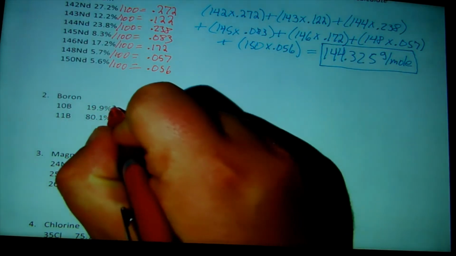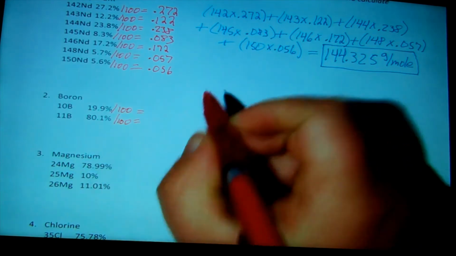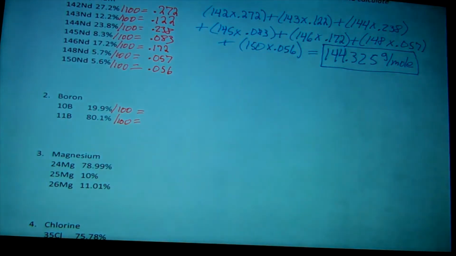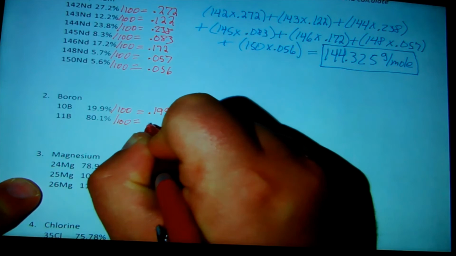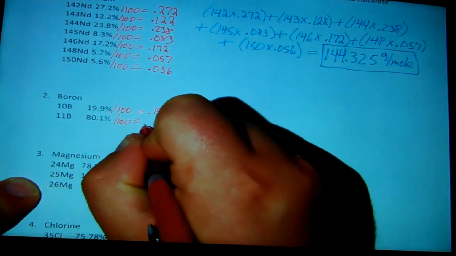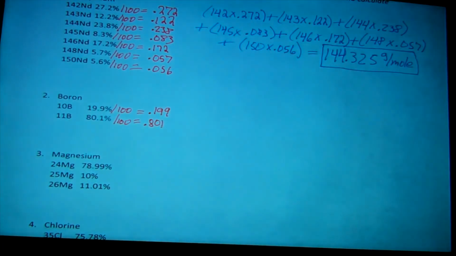This one's shorter, thank the heavens. Divide by 100. Get rid of that percentage to get that to a decimal. I know there's somebody watching this video, I know there's someone that's in class that's not going to heed my warning on this, they're not going to pay attention to this. You're going to use that percentage number and you're going to be wrong. Divide that by 100, so 0.199. Divide 80.1% by 100, so 0.801.